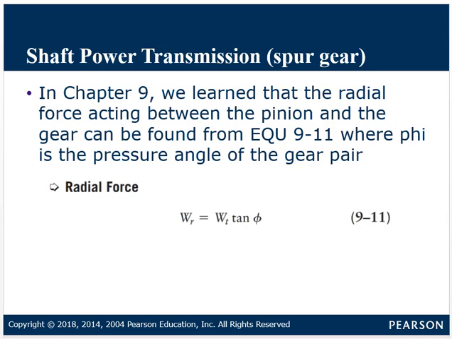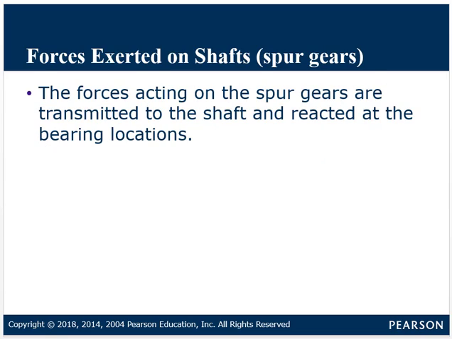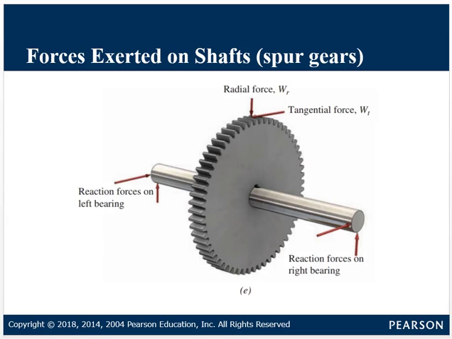Now a lot of this is a review, but we're going to be using this in chapter 12 once we start looking at what are the forces that are being transmitted back into the shafts. The forces acting on the spur gears are transmitted to the shaft, and then they're reacted at the bearing locations. I have an illustration of that out of your textbook. Again, this is a cartoon from chapter 9.